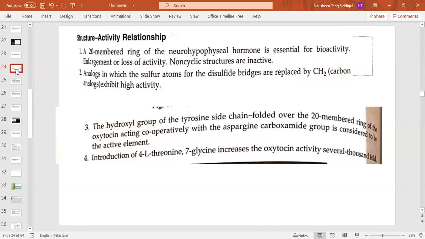Introduction of 4-L-threonine and 7-glycine increases the oxytocin activity several thousand fold. If you make a derivative and add threonine and 7-glycine, it will increase the activity.